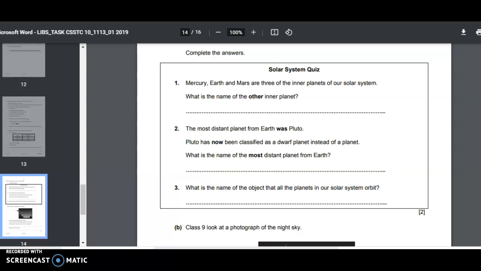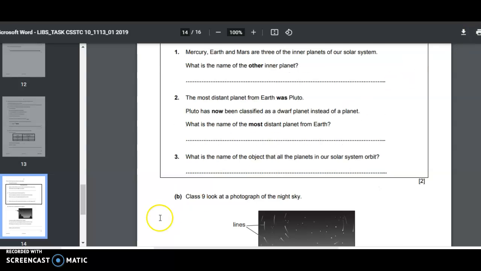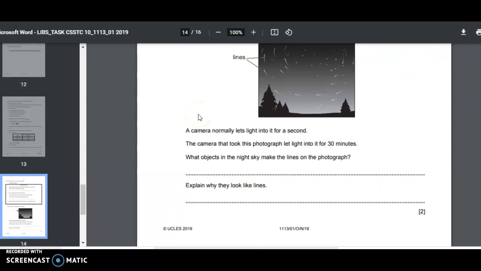The first question, Mercury, Earth, and Mars are 3 of the inner planets of our solar system. Name another inner planet. That would be Venus. So Mercury, Venus, Earth, and Mars are what we call rocky planets, or the inner planets. They are made from rock. And then we have Jupiter, Saturn, Uranus, and Neptune, which are gas planets, which we call the outer planets. And hopefully you know that everything orbits around the sun. In our solar system, everything rotates around the sun. So I want to be clear about that.